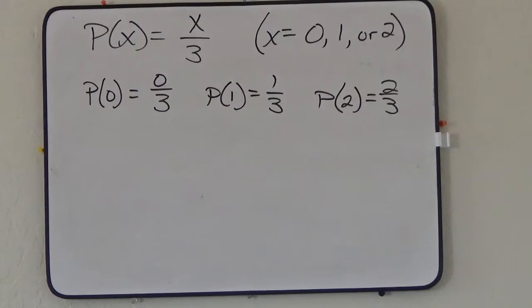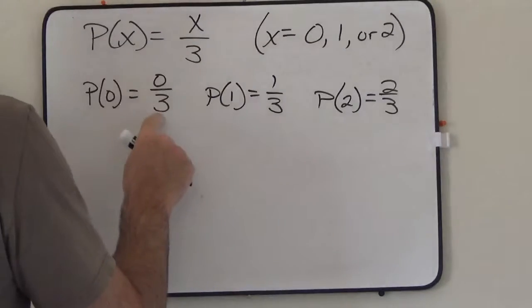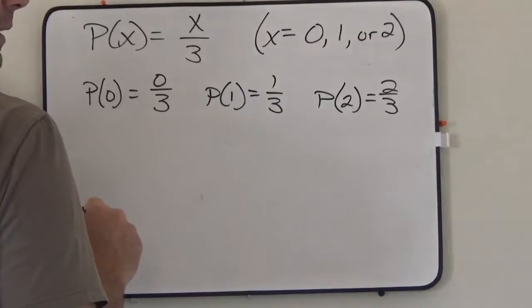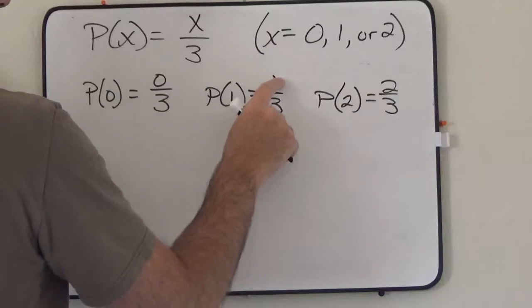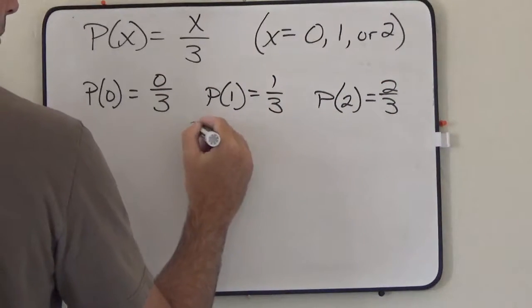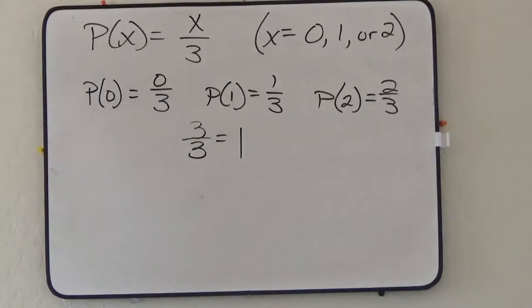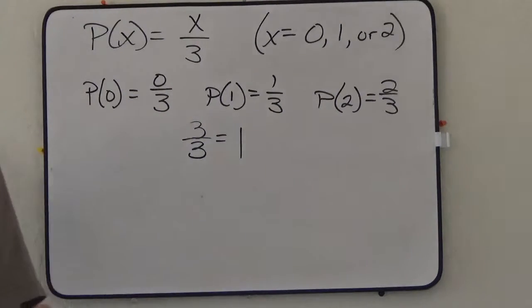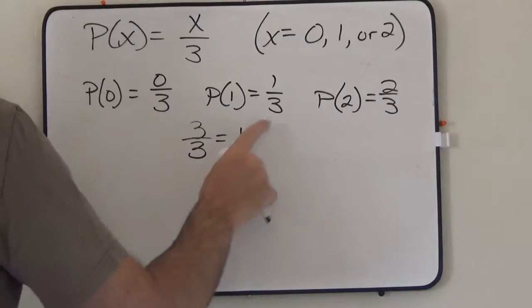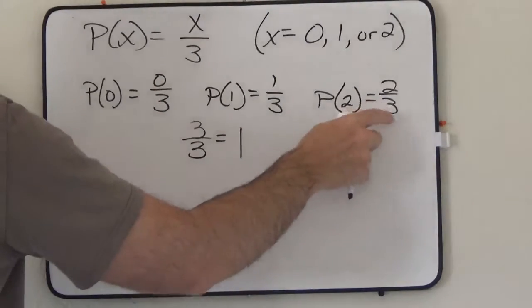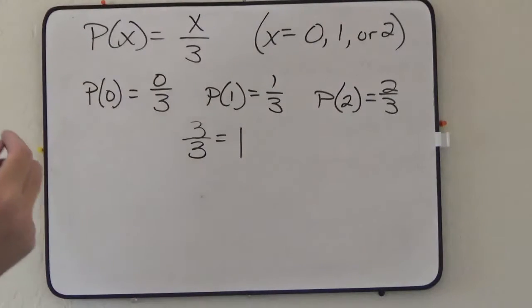Now, do they add up to be 1? Well, since these all have the same denominator, we add the numerator. 0 plus 1 plus 2 is 3 over 3, which is equal to 1. So yes, they'd add up to be 1. Finally, is P of X in between 0 and 1, with 0 being inclusive? Well, this would give me 0 as a decimal answer, this would give me a decimal answer, and this would give me a decimal answer. So they are all between 0 and 1, so this is probability distribution.